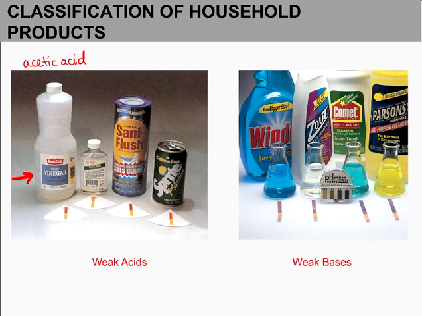And then on the right-hand side, we have some cleaning products, so Comet, Windex, etc. And those are all basic. They're weak bases, but they are basic. Now, next to each of those cleaning products, you'll notice these little strips of paper. Those are called pH paper. So we can use that paper to detect whether something is acidic or basic. And we'll talk more about pH paper in a later slide.